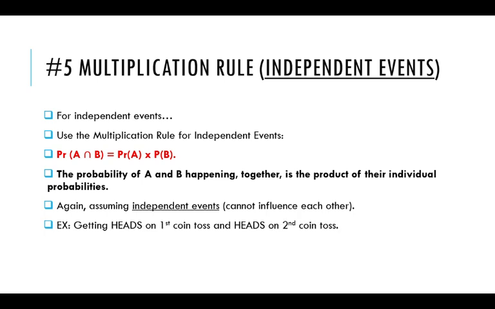So again, we're saying something like we get heads on the first coin toss and heads on the second coin toss. And we want to know the probability of getting heads and heads. Do we agree these are independent events? Getting heads on the first coin toss has no influence on our second coin toss. So remember, gang, what we're calculating here is a joint probability. The probability that A and B happen. We call that a joint probability.